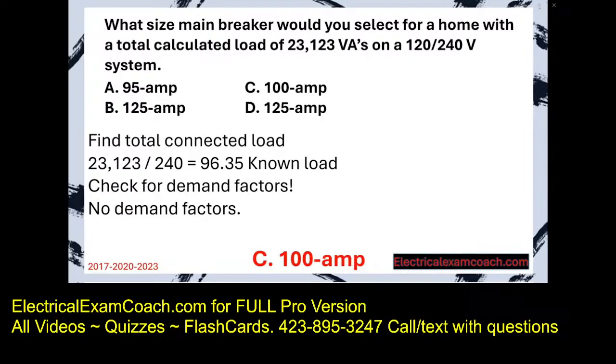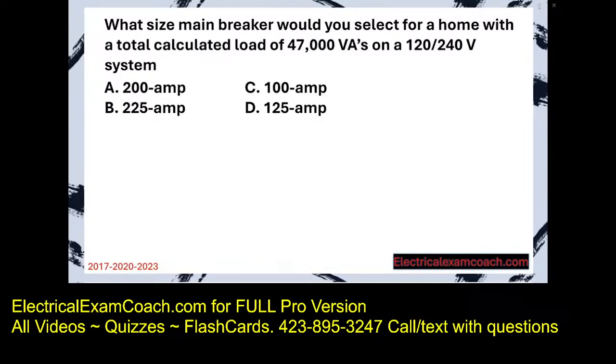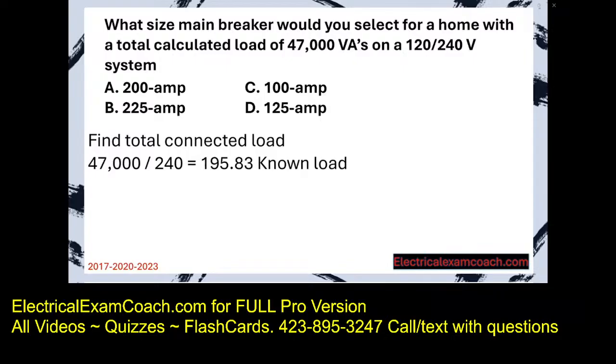What size main breaker would you select for a home with a total calculated load of 47,000 VAs on a 120 240 volt system? Step 1, find our total connected load. In this case, they've done all the math for us, and 47,000 are our total VAs. All we have to do is divide that by the system voltage. And in this case, it equals 195.83, and we would round down.